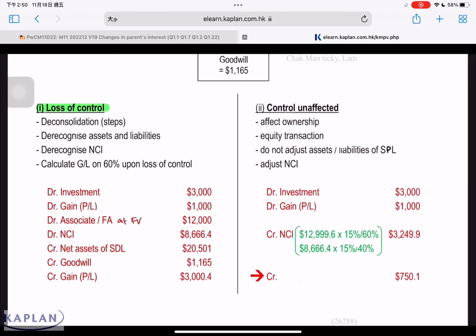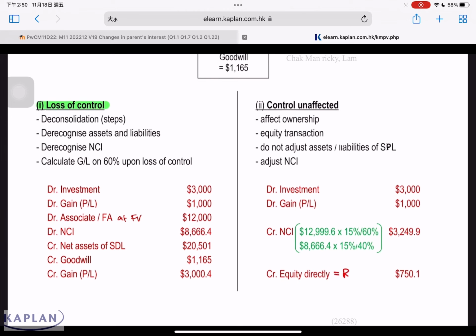It's a credit. It appears to be a gain, but we don't call this a gain. Just call this a difference. It will be credited to equity directly. You can credit to retained earnings directly, or you can credit to other reserve. But it cannot go to P&L, cannot go to OCI. This is when the control is unaffected. Can you look at the suggested answer?